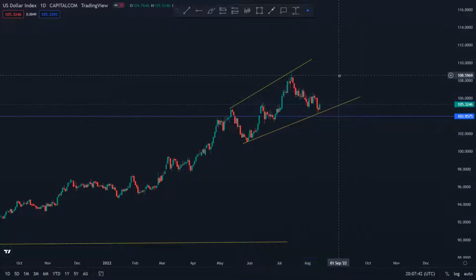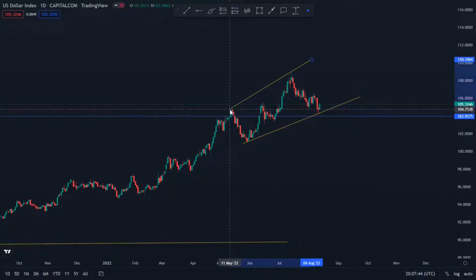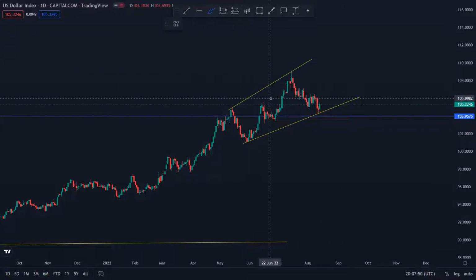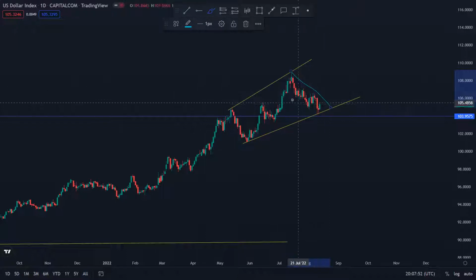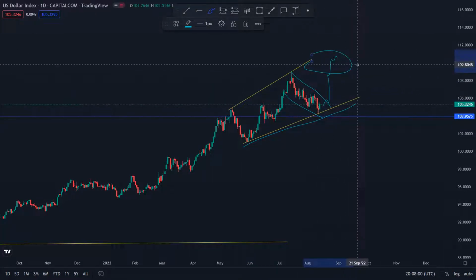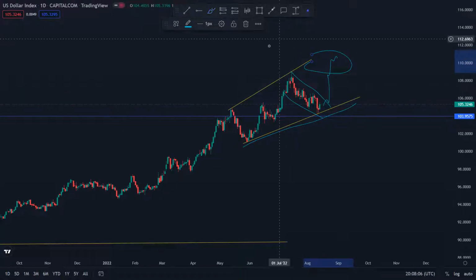So we are looking for more buyers on DSY. We have DSY here. We have our session here, moving correctively toward this trend line down below. So we are looking for more push to these levels here. That's what we are looking for on DSY.